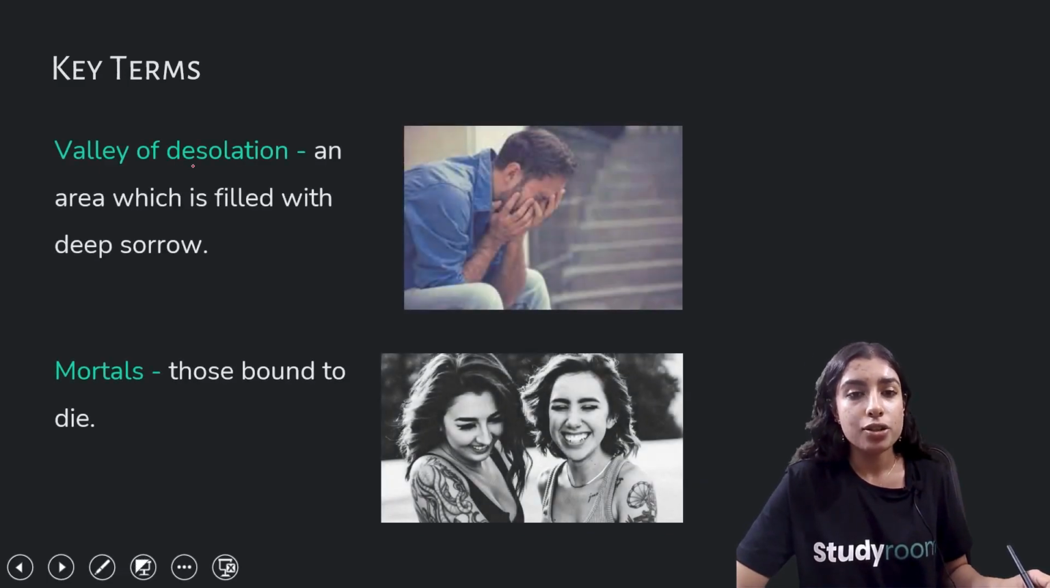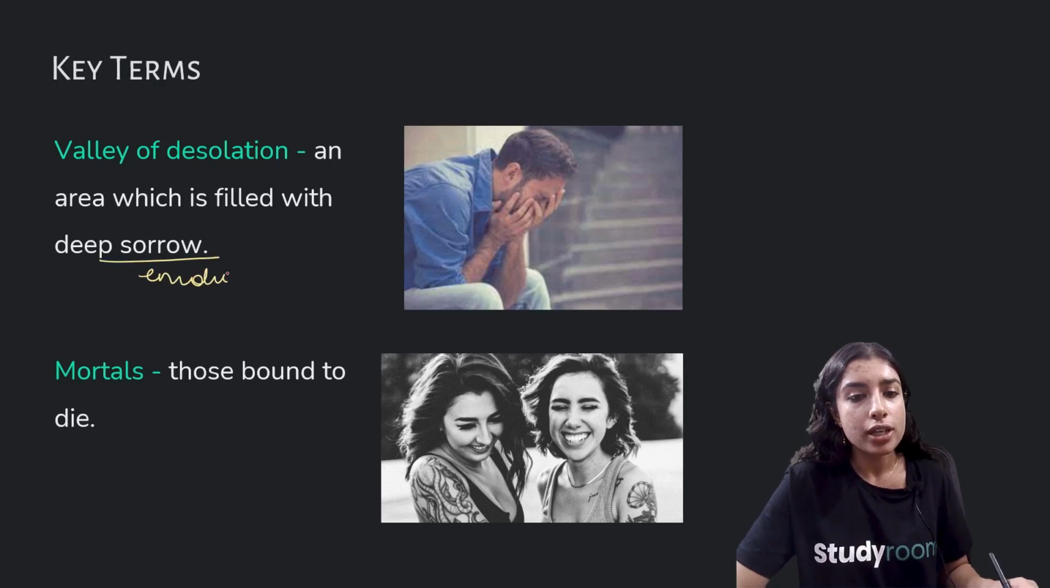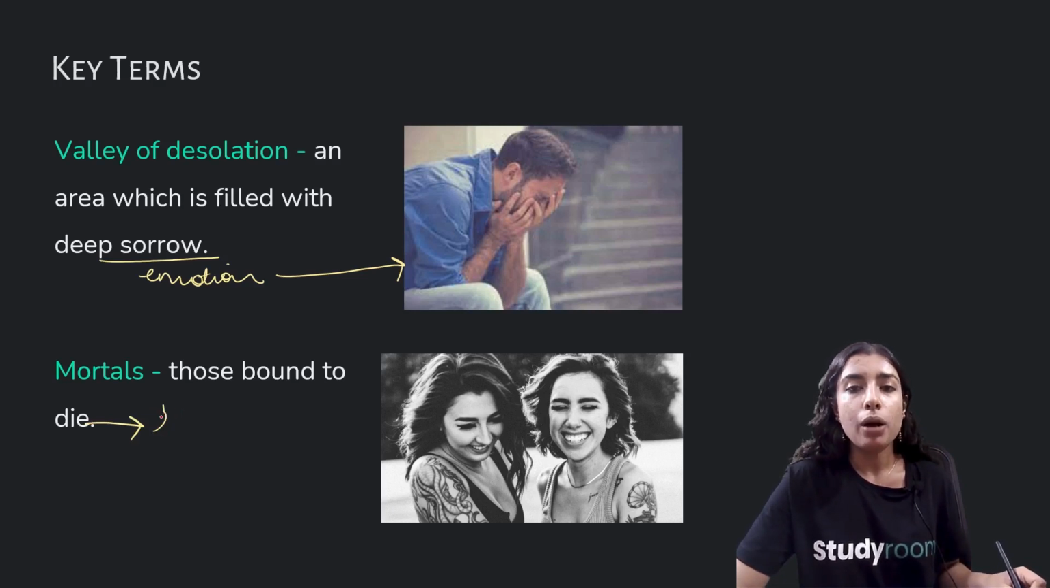Valley of desolation means an area which is filled with deep sorrow. You can see that sorrow is a form of an emotion or a state of being which can be represented by the person in this illustration. Mortals are people who are bound to die. That is basically us humans.